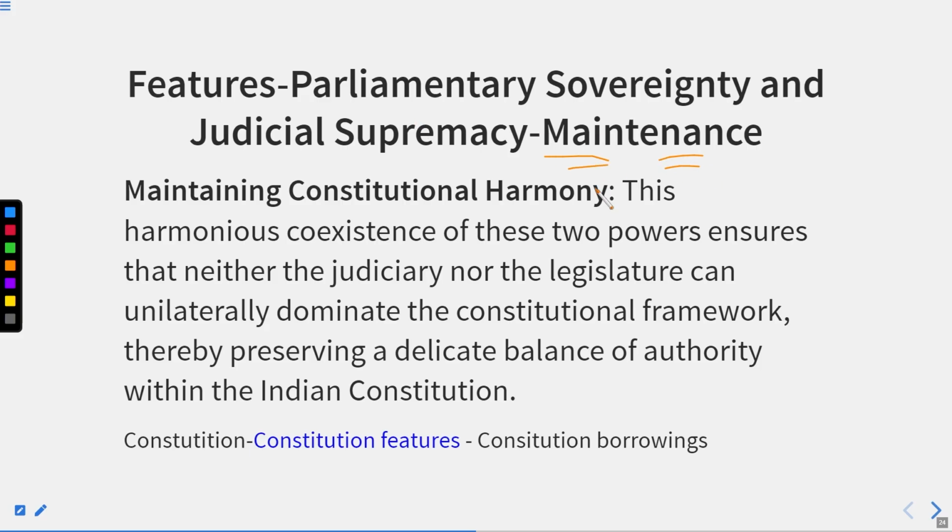Thereafter, we have the maintenance. Maintaining constitutional harmony. This harmonious coexistence of these two powers ensures that neither the judiciary nor the legislature can unilaterally dominate the constitutional framework, as I have told you, thereby preserving a delicate balance of authority within the Indian Constitution. Okay, so judicial review gives the power to the judiciary. Thereafter, parliamentary lawmaking power gives the parliament power to amend the constitution or make the changes as per the requirements.